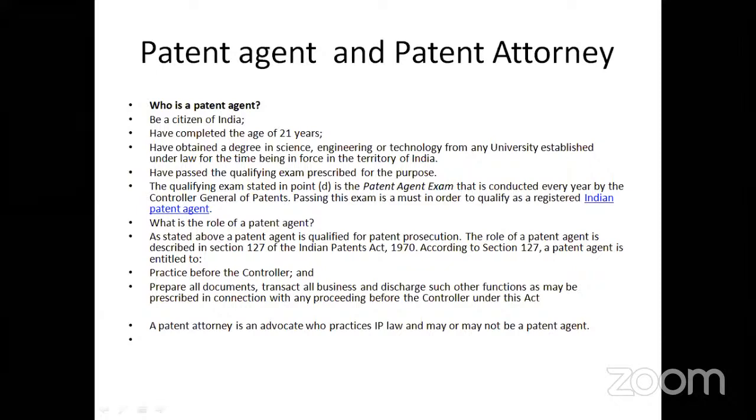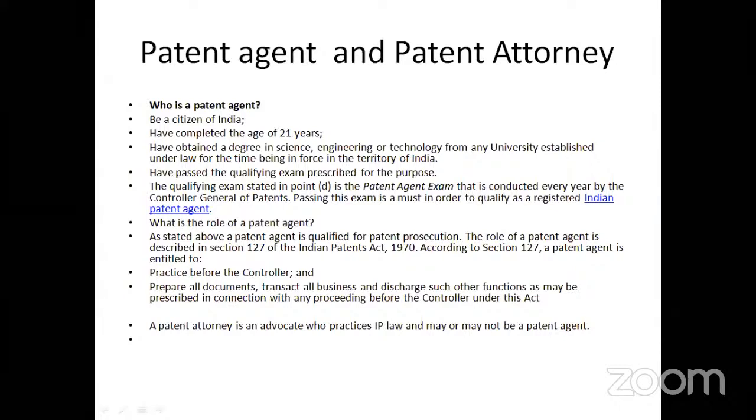The patent agent is a qualified person who can take up patent prosecution. The role of a patent agent is described in Section 127 of the Indian Patent Act 1970. He is entitled to practice before the Controller of Patents, and prepare all documents, transact all business, and discharge such other functions as may be prescribed in connection with any proceedings before the Controller under this Act. So a patent agent can file patents and take the further prosecution.